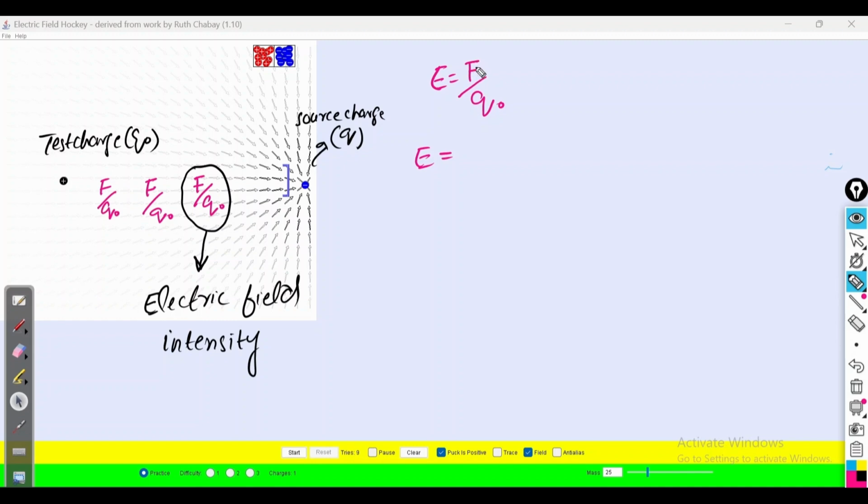This is actually the Coulomb force, which is K Q1 Q2 divided by R square. Here in this case Q1 is Q naught, the test charge, and Q2 is Q, the source charge. This expression comes from Coulomb's law, and this has been written for this F. Now this whole thing is divided by Q naught.